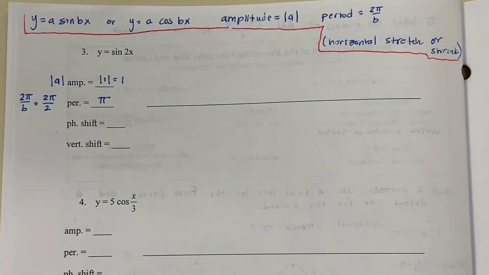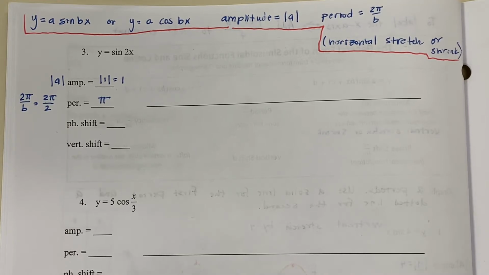Now if I look at my amplitude, it tells me my maximum value and my minimum value are 1 and -1, which means there is no vertical stretch or shrink. Now my period is pi.